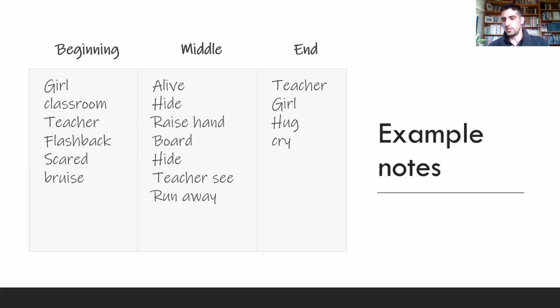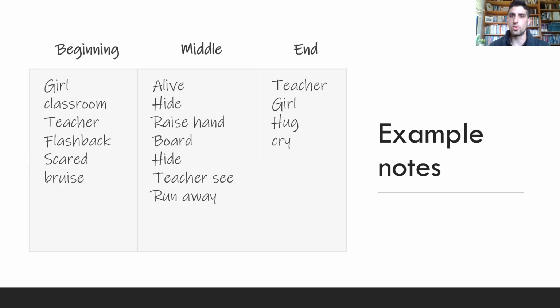All the while, her bruise moves from her hand to her face, and the teacher sees the bruise, but then the bell rings, and the girl tries to run away and leave the class. And in the end, the teacher stops the girl, and she gives her a hug, and the girl cries. And so that's what happens in the video, right?